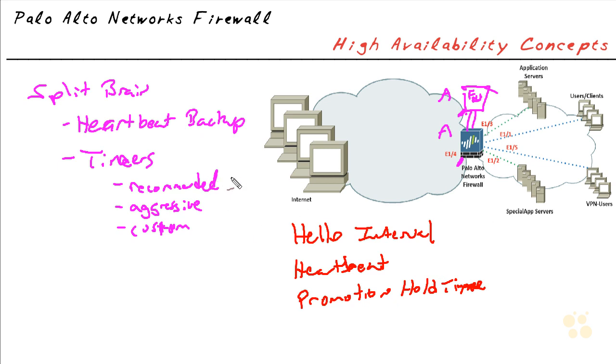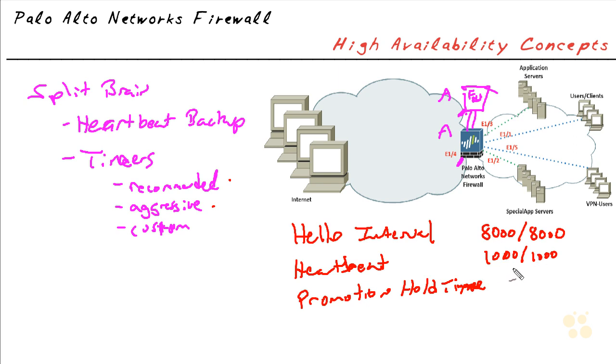Now, when I start looking at it between recommended and aggressive, these values are going to be in milliseconds, by the way. So I have 8,000 and 8,000. So basically, they're both the same for the hello interval. This can be configured anywhere between 8,000 and 60,000 milliseconds, so basically between 8 and 60 seconds. My heartbeat, on the other hand, is the same again. So 1,000 milliseconds and 1,000 milliseconds. It can be configured anywhere between 1,000 and 60,000, so between 1 second and 60 seconds.